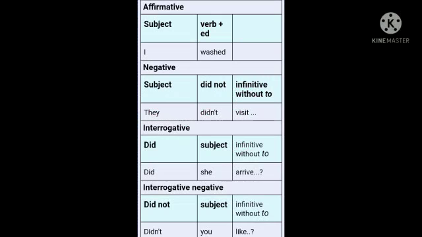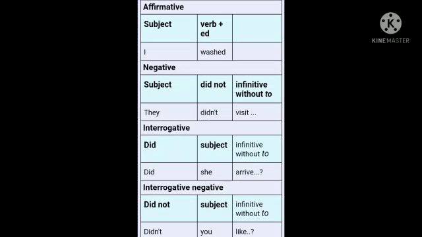Now talking about the affirmative form, you can look over here. The subject is I and the verb form is with ed, that is washed. And then again, when we are converting that sentence into negative, then that will be they did not. Didn't is the contracted form of did not, so we are writing didn't. And visit means the infinitive without to.